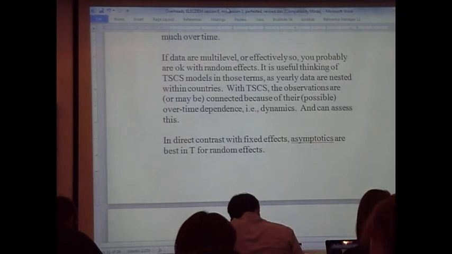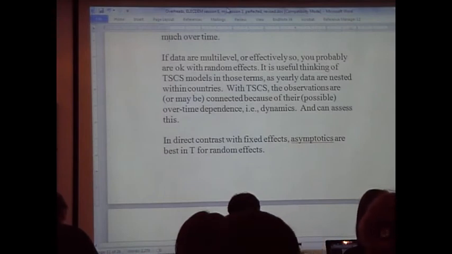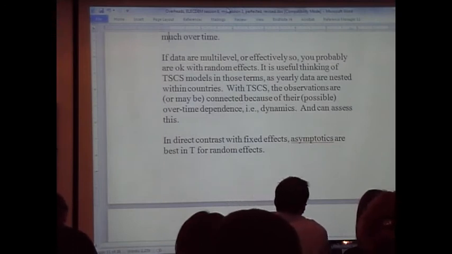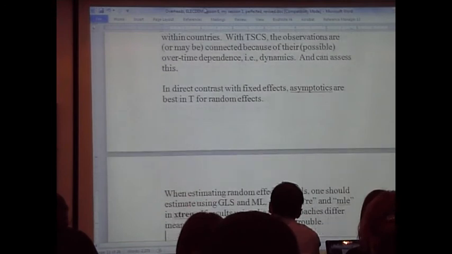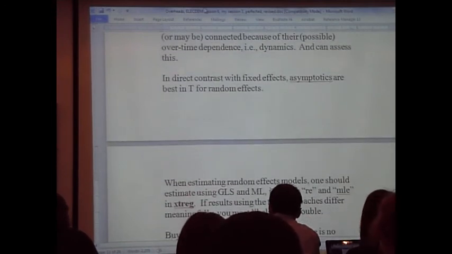Now, if your data are multi-level or effectively multi-level, you probably are okay with random effects. It's useful to think of time series models in this way, and Marco hinted at this: you can think of yearly data as being nested within countries. If you have country data over time, you're getting multiple observations from within a country, so time is kind of within the country. With time series cross-section, the difference in some senses is that you would expect these observations to be connected over time because of their dependence on each other. So it's not just a matter of there being some kind of unit effect. This is an actual effect of y on y over time, which is important, and you could assess this to some extent. We're not going to do too much on that today.